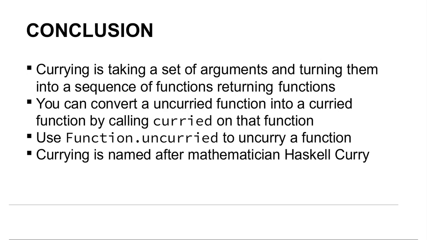You can convert an uncurried function into a curried function by calling curried on that uncurried function. You can use the object function, its method uncurried, to uncurry a function. Currying is named after mathematician Haskell Curry. And that sums it up for currying.